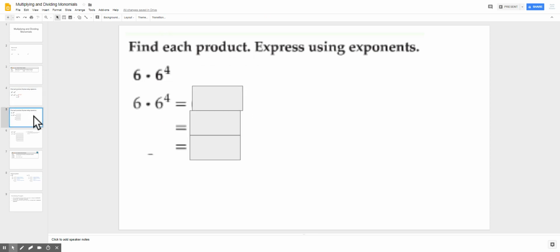Let's look at our next example. We have 6 times 6 to the 4th. Well, the first 6 is technically 6 to the 1st power, right? So 6 to the 1st power times 6 to the 4th power, keep the same base, which is 6, and then you add your exponents. So 6 to the 1 plus 4th power, which is technically 6 to the 5th power.